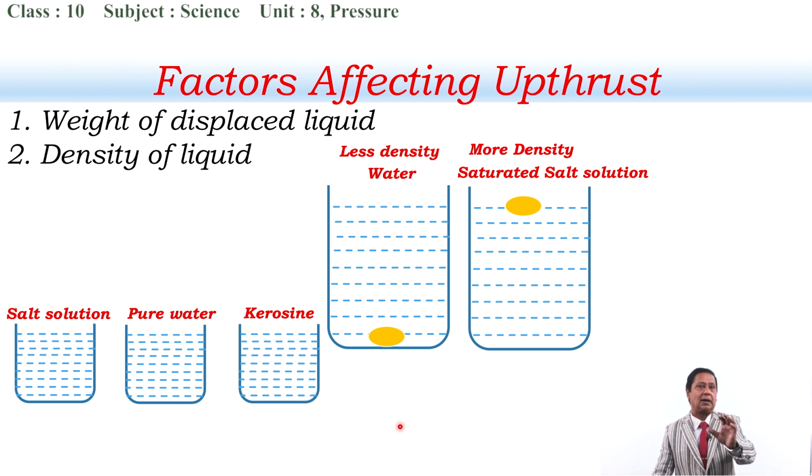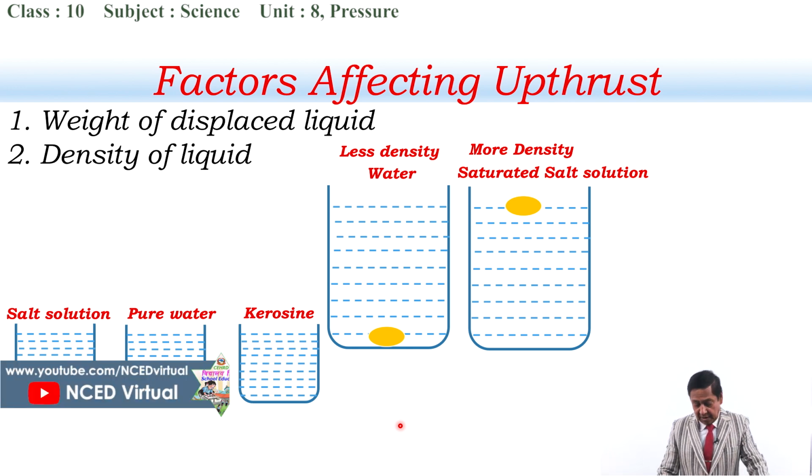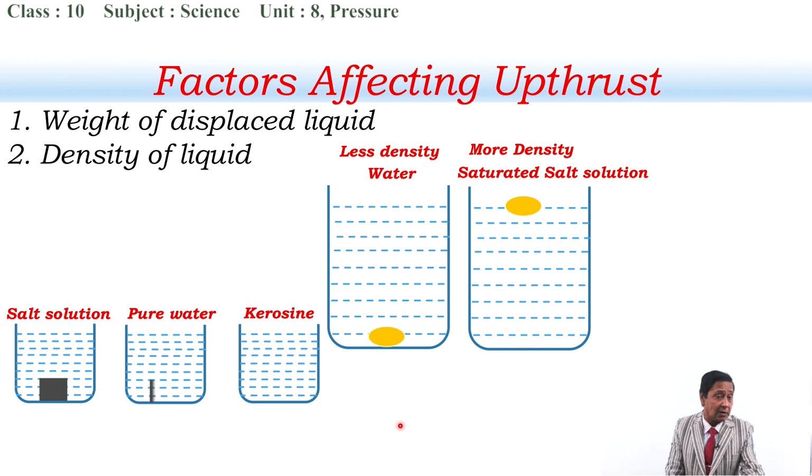Now, let's take a piece of iron. If we put the piece of iron in salt solution, certainly it sinks. And the piece of iron also sinks in pure water and kerosene, because its density is greater than salt solution, pure water, and kerosene. The density of iron is about 8 gram per cubic centimeter, but the density of water is only 1 gram per cubic centimeter, and for salt solution, its density is a little greater than pure water, and kerosene is a little less than pure water. That's why the piece of iron sinks in all these liquids.